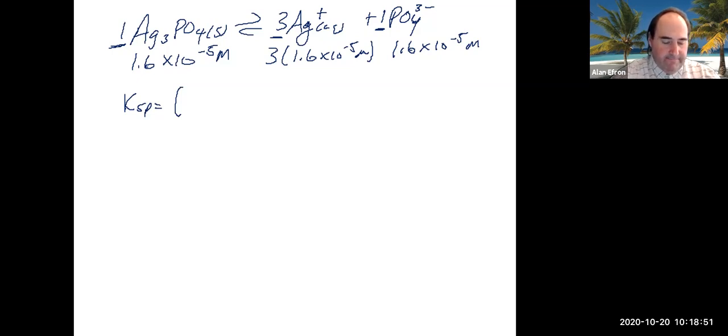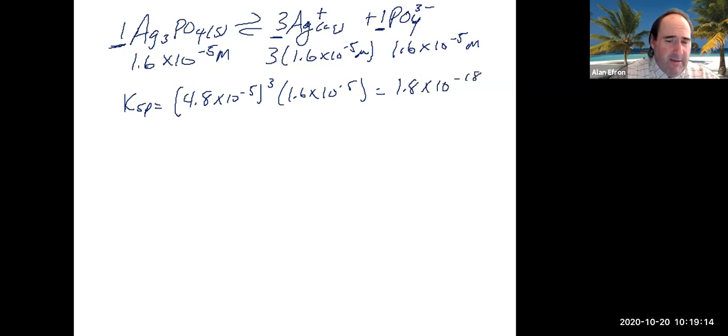And at that point, you could go right into your KSP expression and you have 4.8 × 10⁻⁵ cubed times 1.6 × 10⁻⁵. And then obviously you get the same answer. So if you understand how concentrations work, you can go right into the expression by understanding that you need to multiply the concentration by 3, and here it's a 1-to-1 relationship. It's essentially what we just did with the ice table. That is usually the situation where some people may get this part but forget about this part. There's often a problem when people do this.